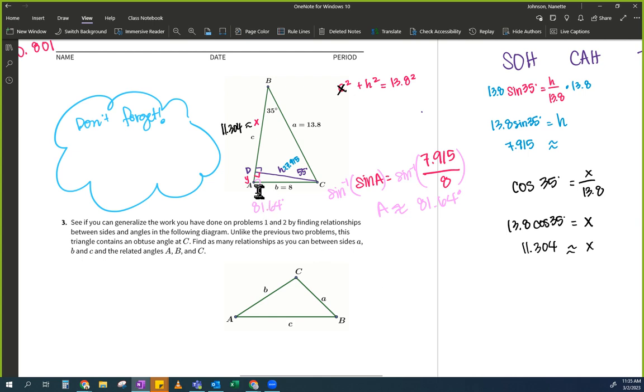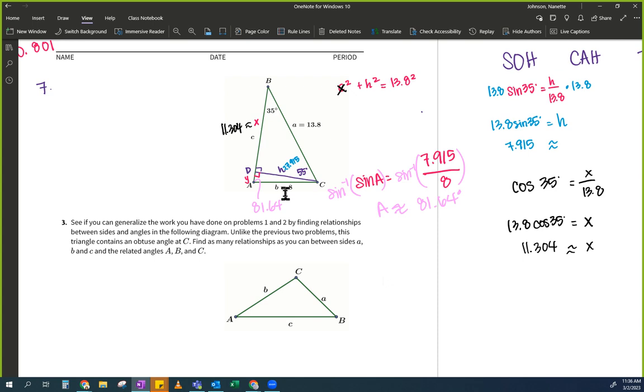So last but not least, we need to find y, and then we need to find the rest of this angle so we can find this big angle here, right? So let's see. I'm going to erase my little don't forget thing so I have more room to write. Okay, so I would definitely use the Pythagorean theorem for this. So I would write 7.915 squared plus y squared equals 8 squared.